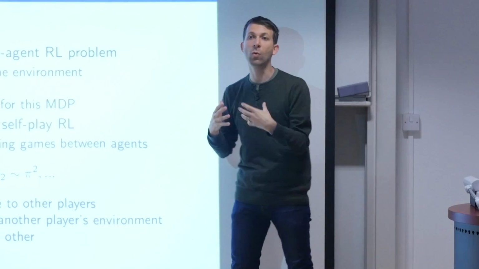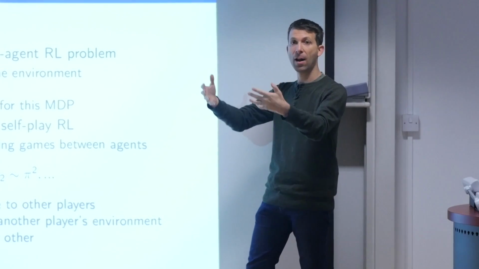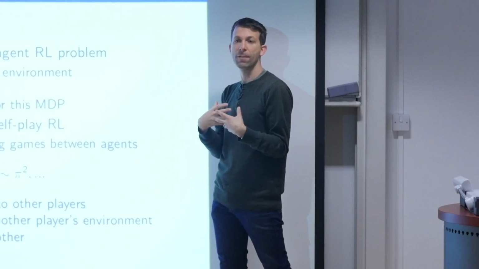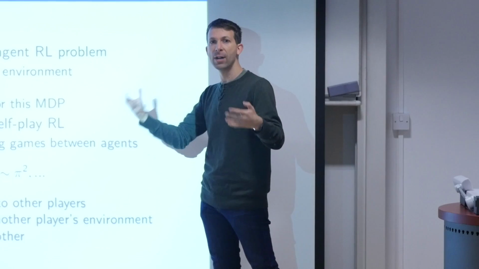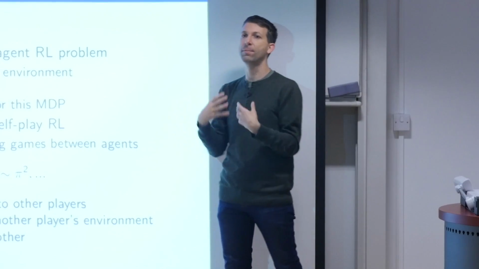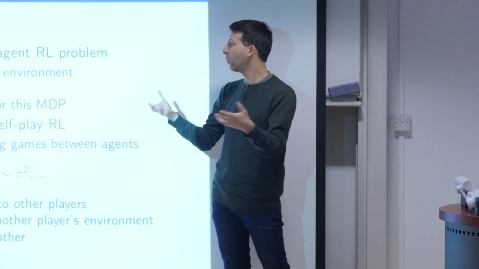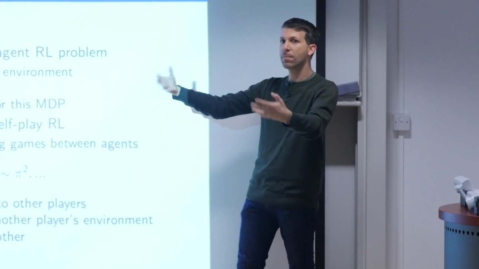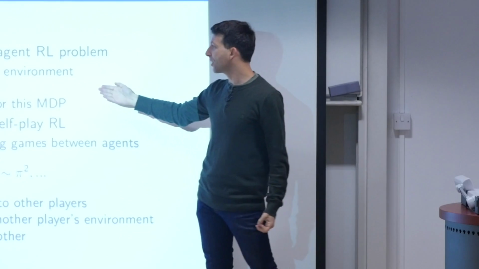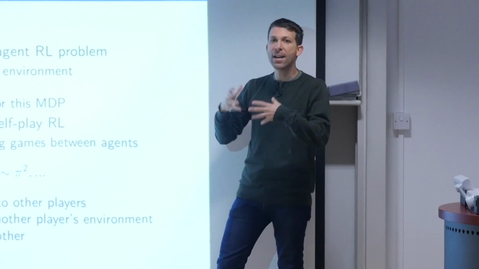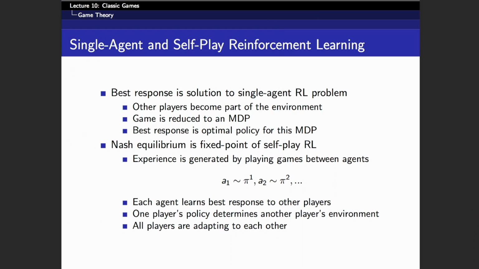But in practice, we don't want to fix the strategies of the other players. We want to know what's the best strategy for me when everyone else is behaving really well. It's not interesting to ask what's the best strategy for me when everyone else is behaving in some kind of dumb way. What's the best strategy for me when everyone else is behaving really well? That's, again, the Nash equilibrium. So you can think of the Nash equilibrium as the fixed point of self-play reinforcement learning.